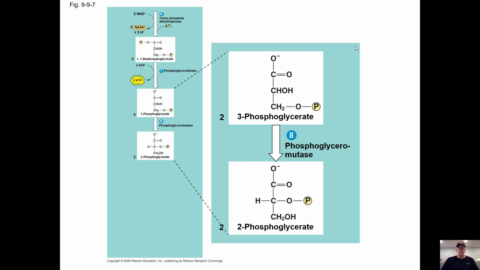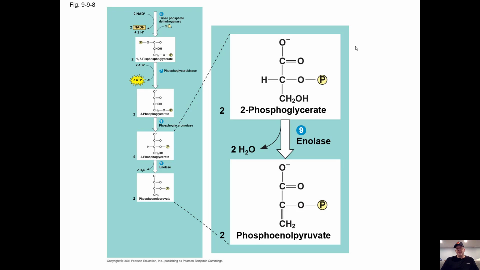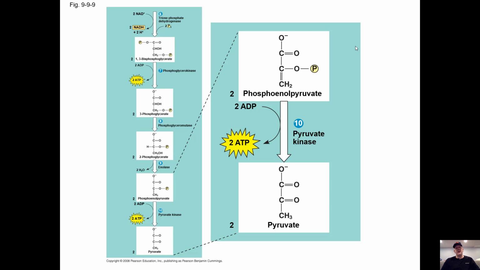Then we change around the shape of the molecule, and then we strip out some water, and then the last step, we're taking out phosphate to make 2 more ATPs, and that's how we made our ATPs. And then we're left over with pyruvate, which is going to be the end product of glycolysis.